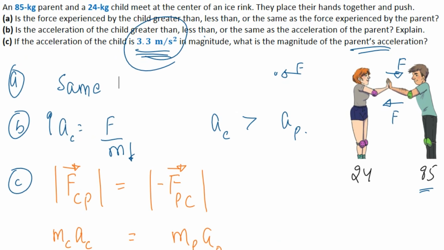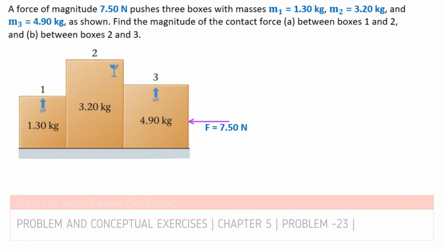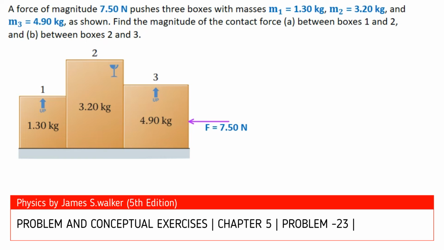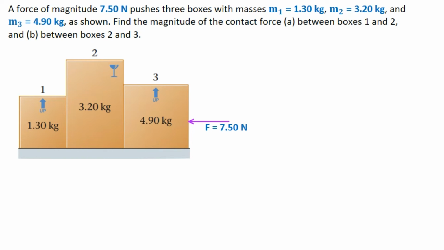So in this question we are given that a force of magnitude 7.50 Newton pushes these three boxes, with masses as shown in the image. Now we need to find the magnitude of the contact force between box 1 and 2 and between box 2 and 3. For that, first we can find the acceleration, and to find the acceleration of the boxes we'll consider the whole three boxes as a single object.